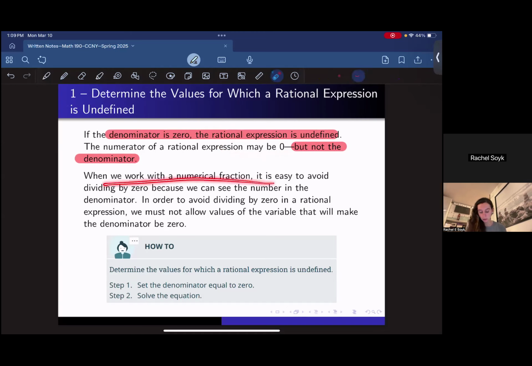When we work with a numerical fraction, it's easy to avoid dividing by 0 because we can see the number in the denominator. In order to avoid dividing by 0 in a rational expression, we must not allow values of the variable that will make the denominator 0, aka helping us find our domain. So how do we do that? In order to find our domain, from a function perspective, we simply set the denominator equal to 0 and solve the equation in order to find our restricted values.